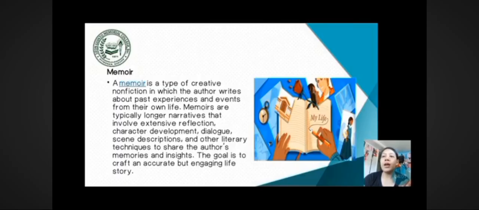Memoir is a type of creative nonfiction in which the author writes about past experiences and events from their own life. Memoirs are typically longer narratives that involve extensive reflection, character development, dialogue, and scene description. So, memoir is a true story about a person's own life experiences.